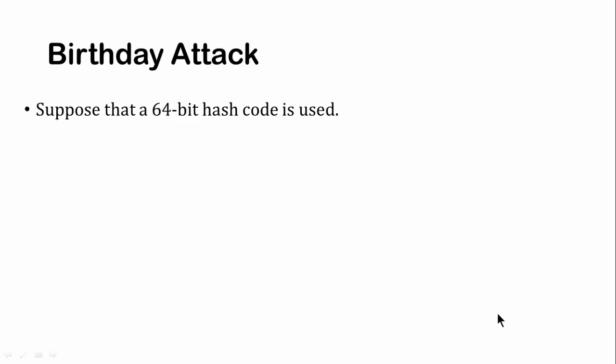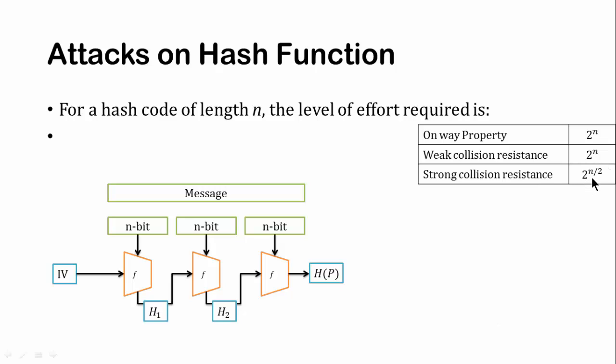Birthday attack की अगर हम बात करें, then this birthday attack is based on birthday paradox, and this birthday paradox is actually leading to 2 raised to the power n by 2 variations of the message only to break the code.